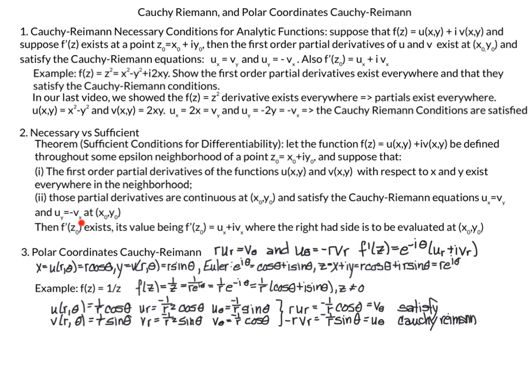In other words, it's analytic at this point, and its value then is going to be the partial of u with respect to x plus i partial of v with respect to x. And we will do an example of this.